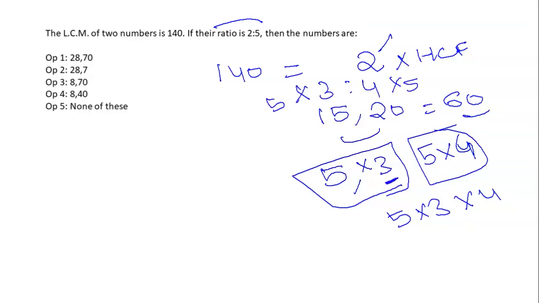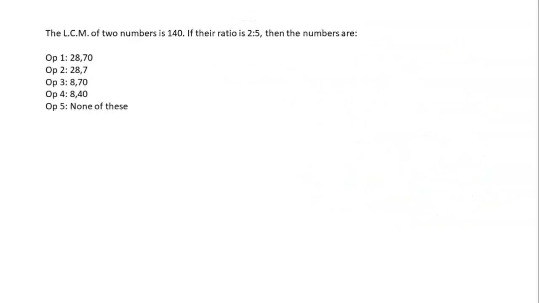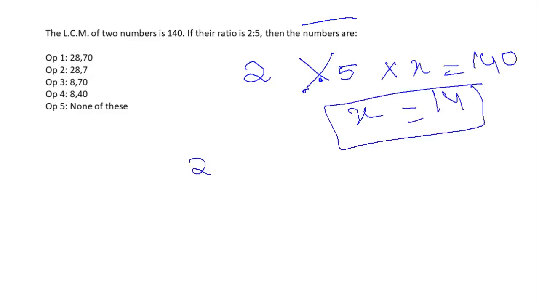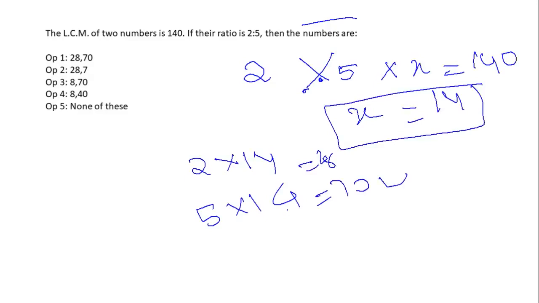Okay, so that is the case. This question says 2:5 is the ratio, and we don't know the HCF. So 2 into 5 into HCF, which is what is missing, is equal to 140. So X is nothing but 140 by 10, which is 14. So your HCF is 14. Then the numbers are 2 into 14 and 5 into 14, which is 28 and 70. That's it. 28 and 70. Got it? Clear? Next question.